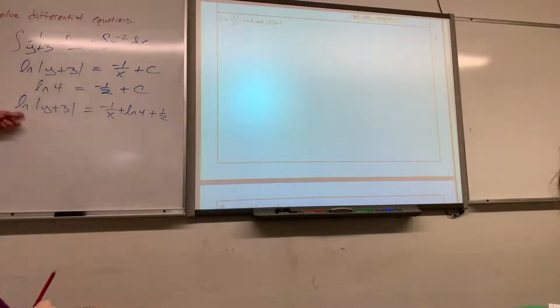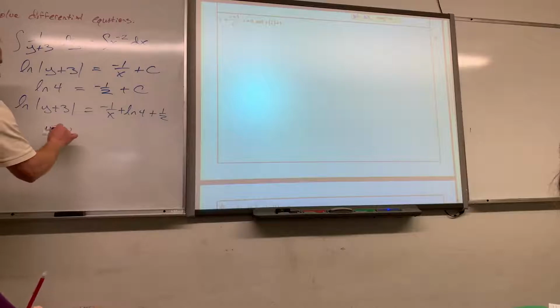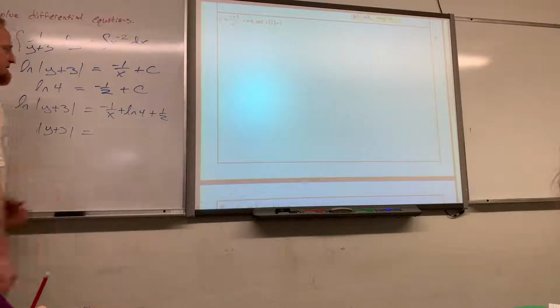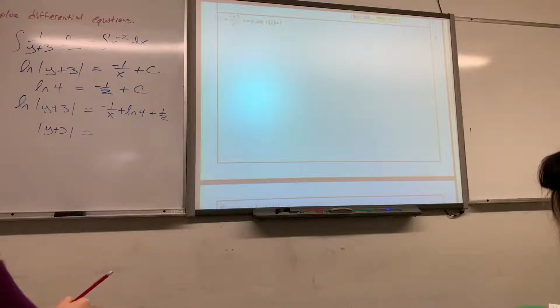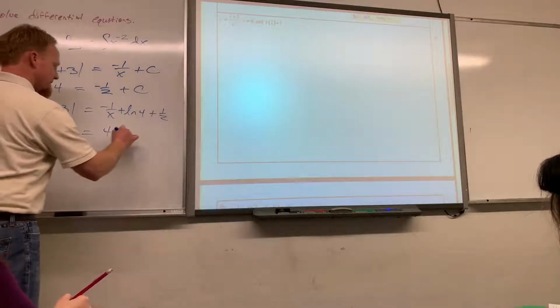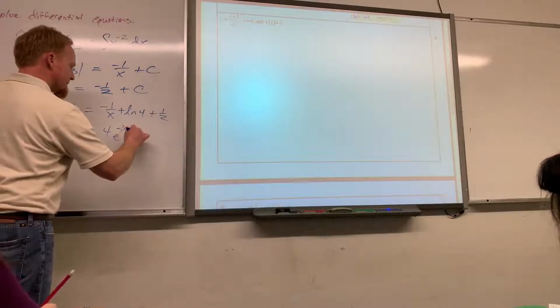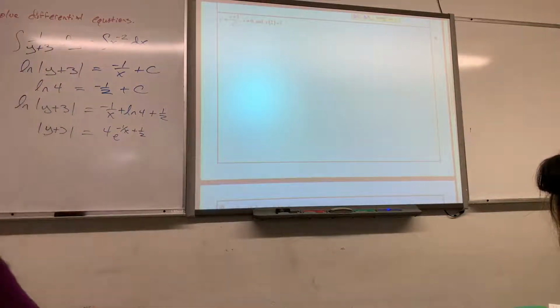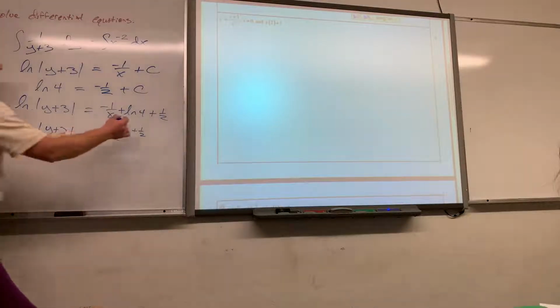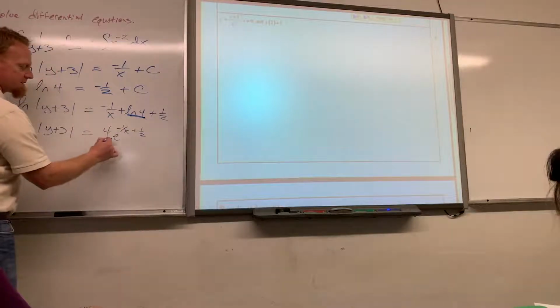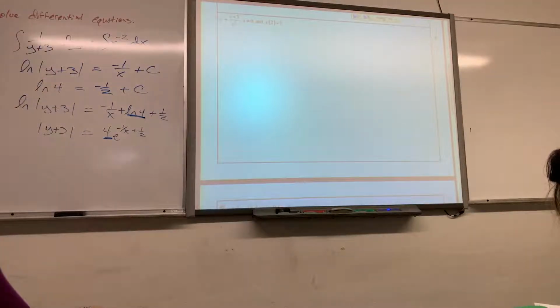All right. How do I get rid of the natural log? E. So what's this going to look like when I E it? E to the -1 over x, 4e to the (-1 over x plus 1/2). Everybody okay with that? Because if you got a natural log, whatever's inside the natural log becomes a coefficient.